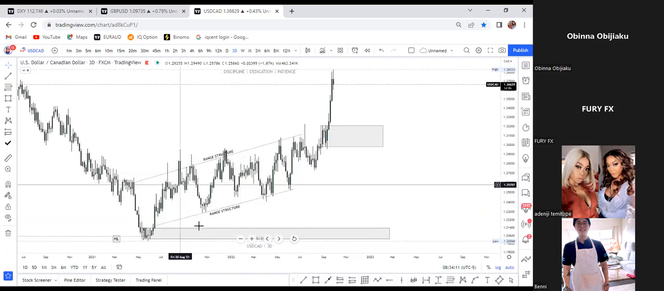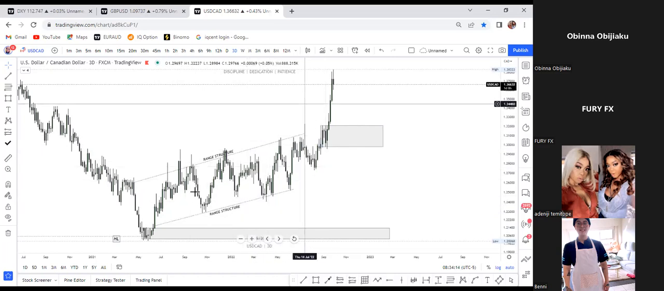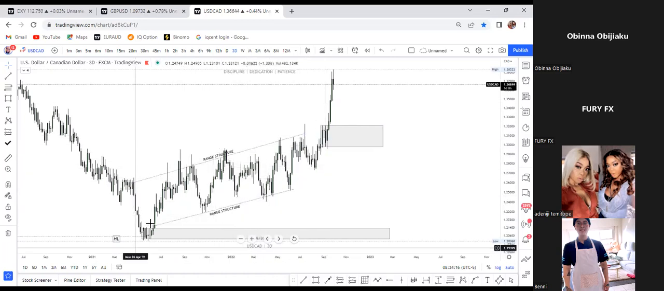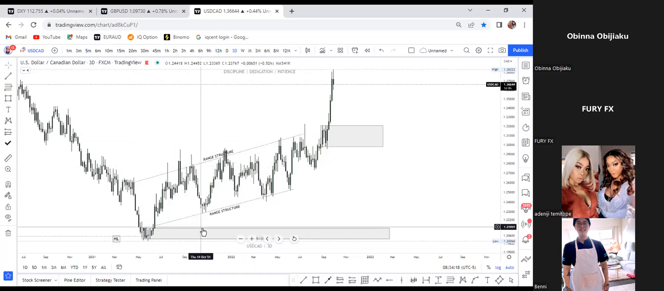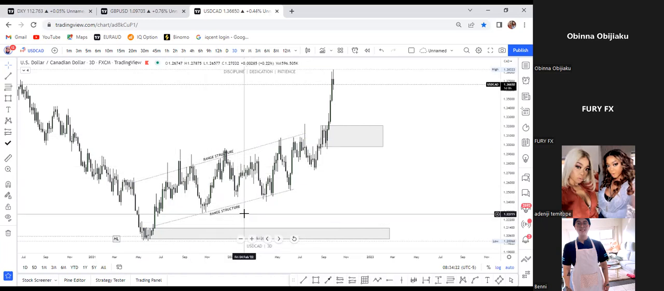Usually a range structure can hit that zone 4 times before they break out. If you look at it, they hit the resistance once, they move back to the discount, they hit the resistance twice, they move back again, and then they hit the resistance a third time. So a range structure can hit that zone 3 or 4 times before they finally break out.